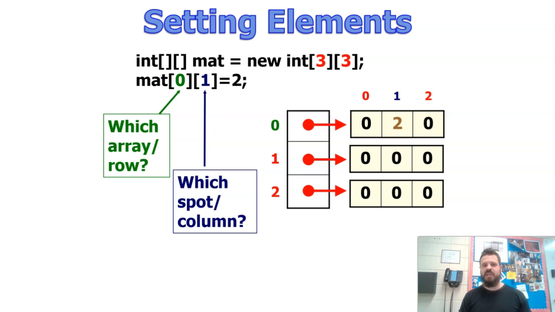And I'll use the same notation to assign values. So for example, if I write int[][] mat = new int[3][3], that's going to make an array with 3 rows and 3 columns. If I want to assign a value, I will say which row, or which array, I want to work with first, and which column, or spot in that array, I want, and we'd set it equal to 2. That's going to take our array filled with zeros initially and set the 0th row and first column equal to 2 here.